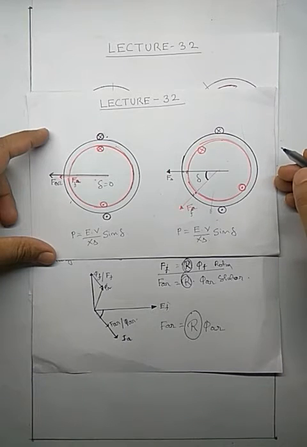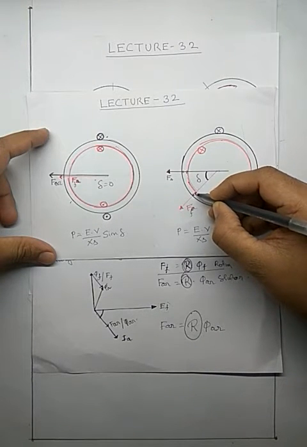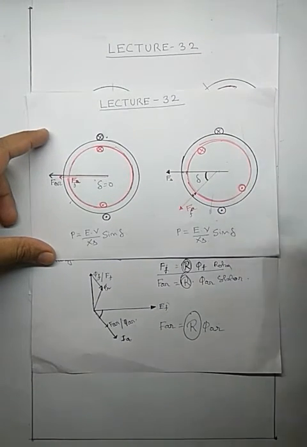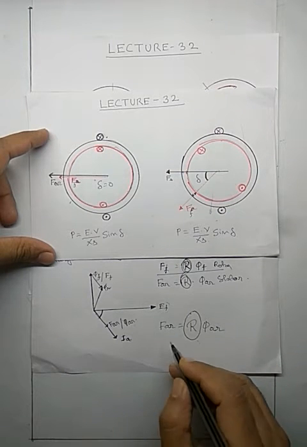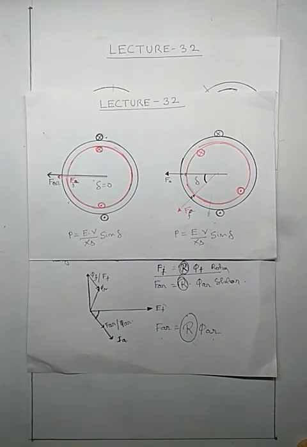This we have written under the assumption that this reluctance is constant. Why have we assumed this reluctance is constant? Because the air gap is constant. The reluctance is mainly contributed by the air gap. Since the air gap is constant, we have assumed that this reluctance is constant. Since this reluctance is constant, we have used this equation and drawn the phasor diagram.